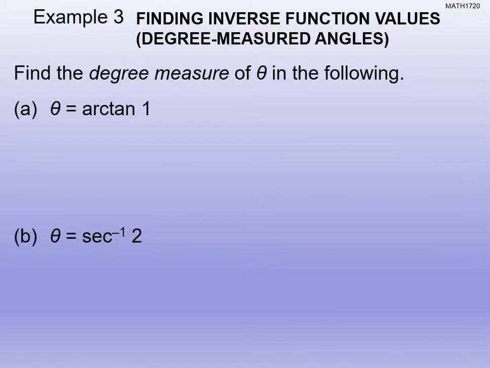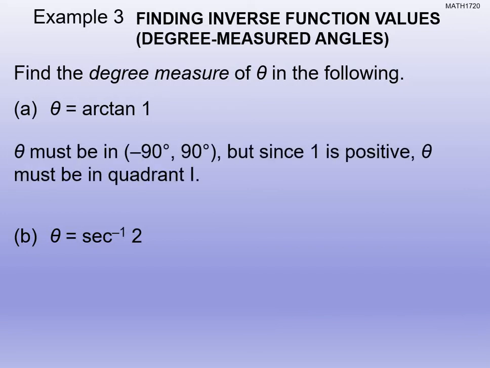Let's take another example. Example 3: we want to find the degree measure of theta in the following. Theta equals arc tangent of 1. You can always check this in your calculator. Make sure that you're in the correct mode. So what angle theta gives us a tangent ratio of 1? That's really what we're looking for. For us, theta has to be between negative 90 and 90. Since 1 is positive, theta has to be in the first quadrant for this one. If it was negative 1, we'd be in the other quadrant for theta.